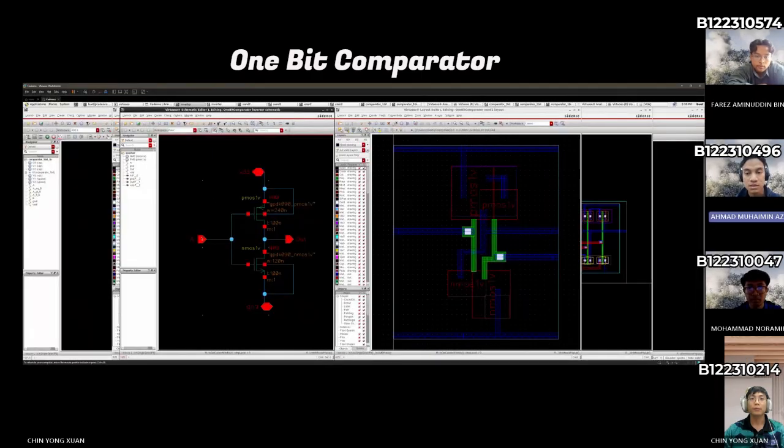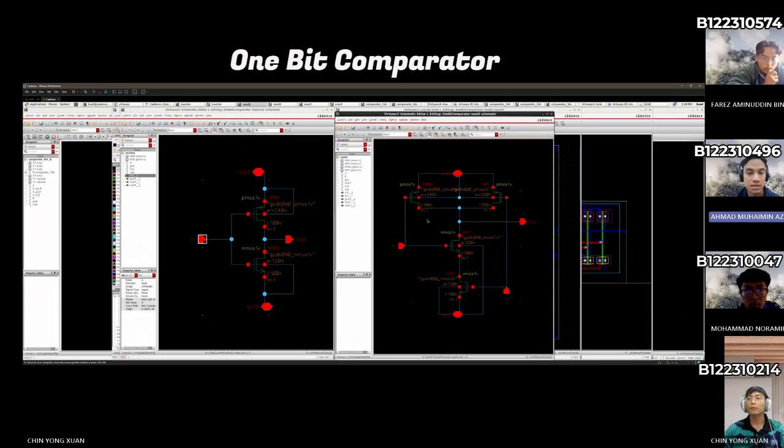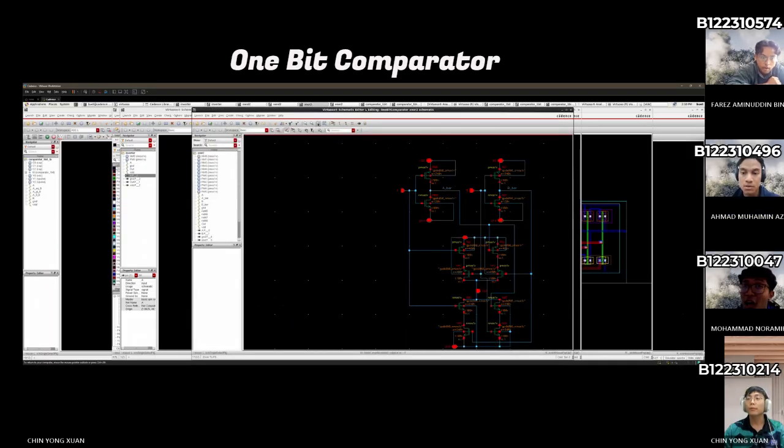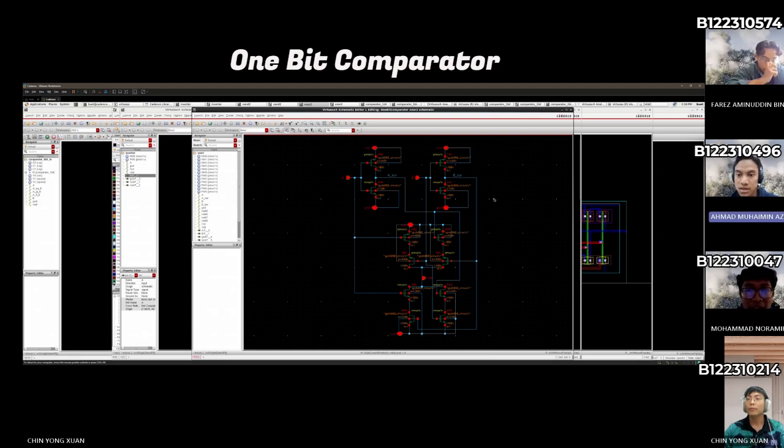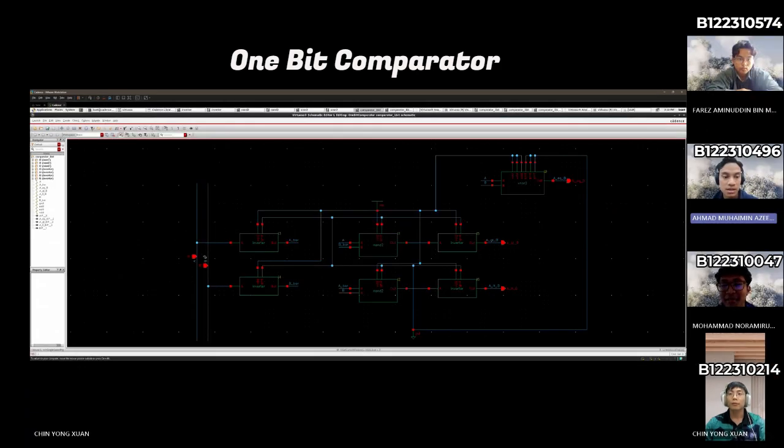Okay, here is an inverter schematic we designed using Cadence. Next is the NAND schematic. On the right side is our NAND schematic. It has two inputs, and the last one is the XNOR schematic. Okay, this one is the XNOR schematic. For the top level schematic, we instantiated these standard cells at the top level. We assemble the complete 1-bit comparator logic.